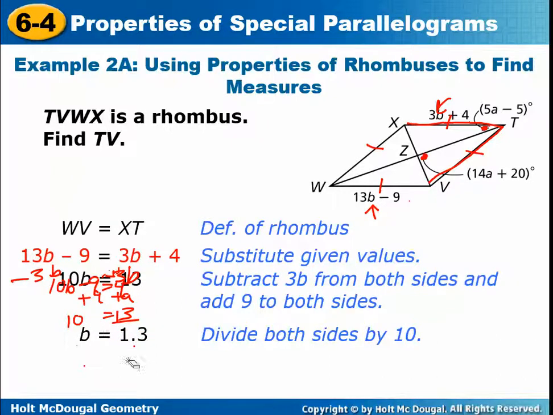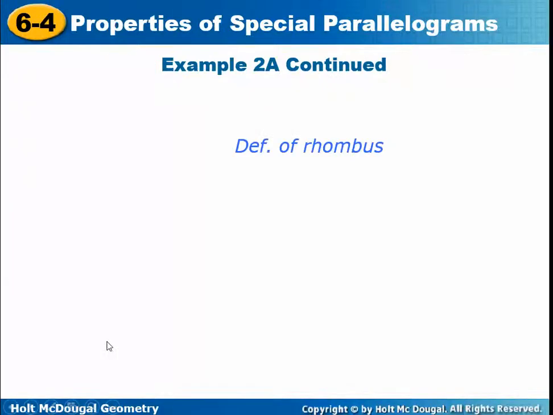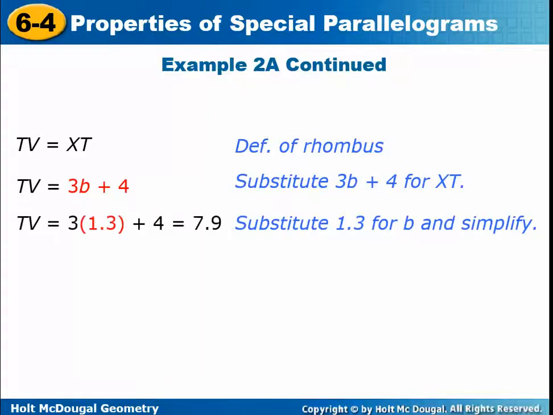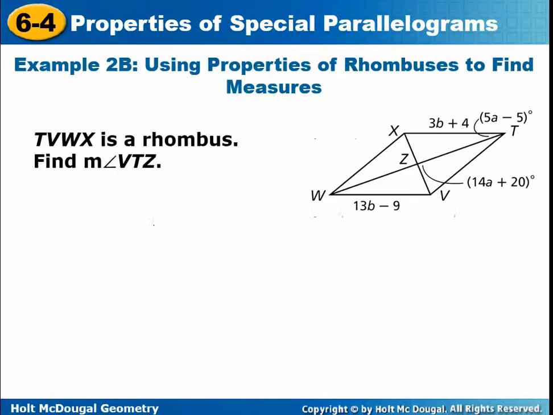And then when you plug b in, you're going to get... wait, where'd it go? They started all over. There we go. 3 times 1.3 plus 4 is 7.9. So one side, XT, is 7.9, but that's equal to the side TV because every side in a rhombus is the same. So the answer is 7.9.